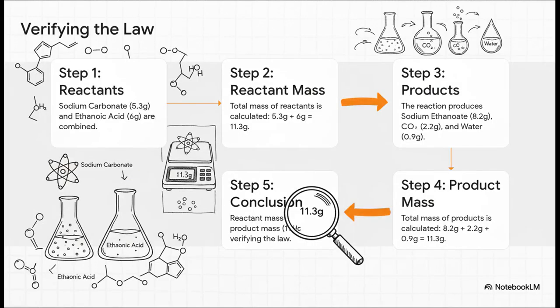Check it out. Let's say we take some sodium carbonate, 5.3 grams of it, and we mix it with 6 grams of ethanoic acid. You add those together, what do you get? 11.3 grams. That's our starting mass. Now, after the reaction happens, we weigh all the new stuff that was created, the sodium ethanoate, the carbon dioxide, the water, and guess what? Add it all up, and it's 11.3 grams. Exactly the same. See? The mass was conserved.